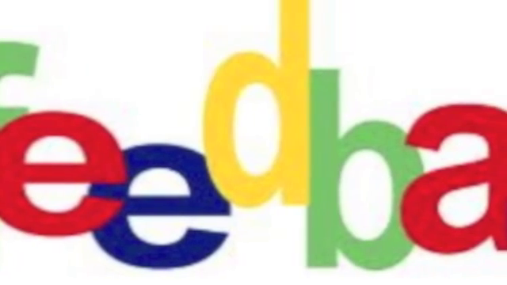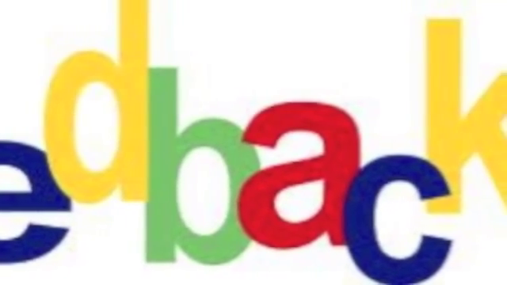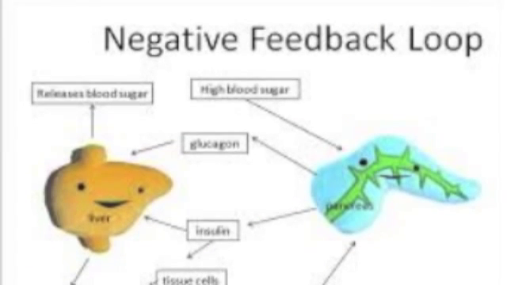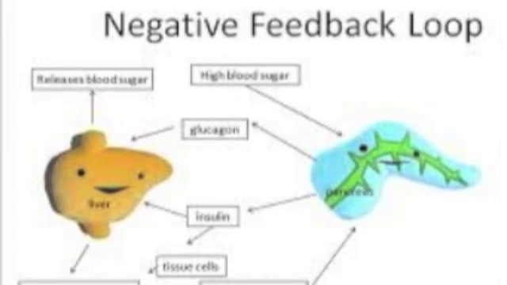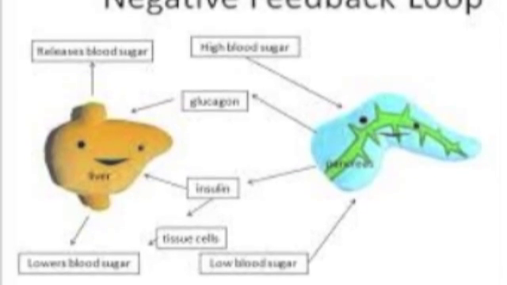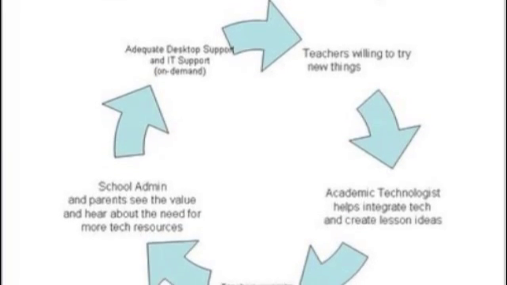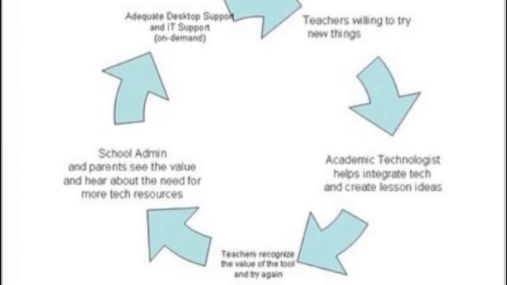Feedback means that the results of a process feed back into the system to change the rate of that process. Negative feedback is when a system responds to a change by returning back to its original state, or at least by decreasing. A positive feedback loop is a feedback loop in which change in a system is amplified.